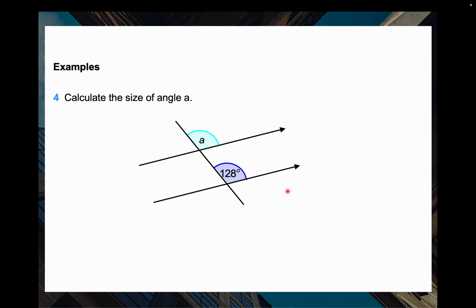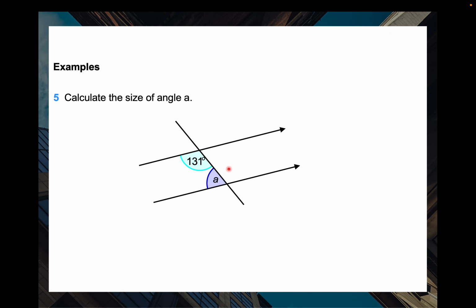So now we're going to look at an example that assesses angle properties on parallel lines. We do know that the angle A is the corresponding angle to 128 degrees. And we said that if the angles are corresponding, they are the same. So that means A will be 128 degrees. So one more example regarding parallel lines.